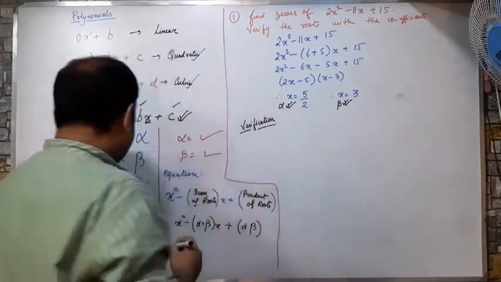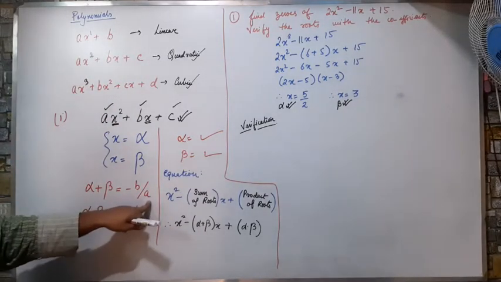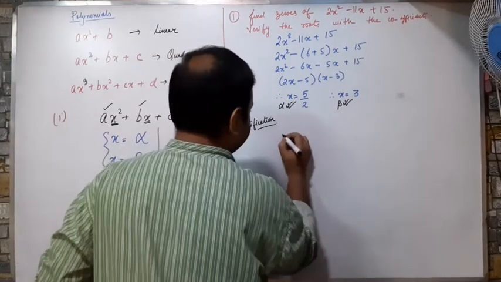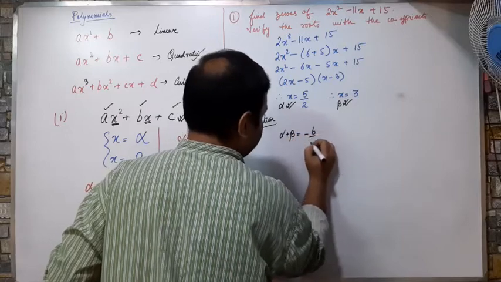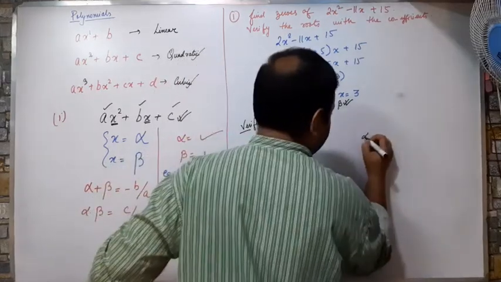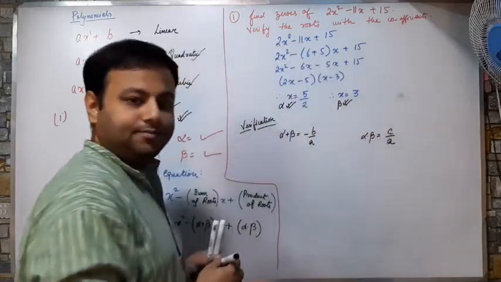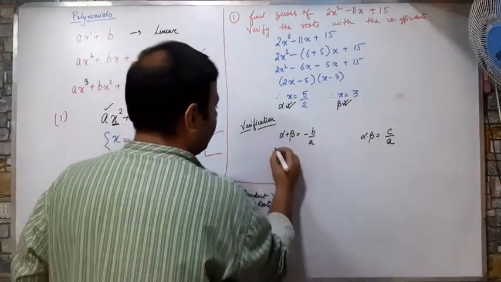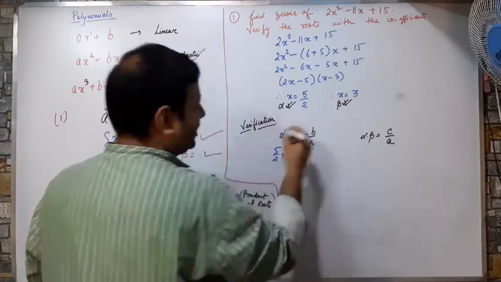What were the values for verification? The sum of the roots will be equal to minus b by a, and the product of the roots will be equal to c by a. So I am writing here alpha plus beta will be equal to minus b by a, and alpha into beta will be equal to plus c by a. Am I correct? Now, what is alpha plus beta? Alpha is 5 by 2. What is beta? 3.